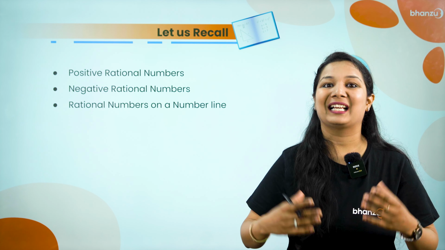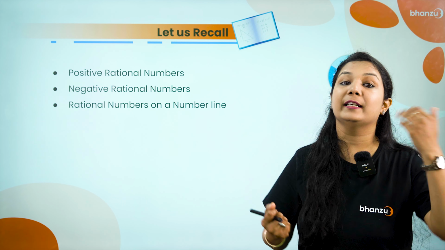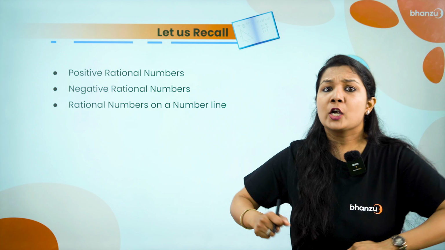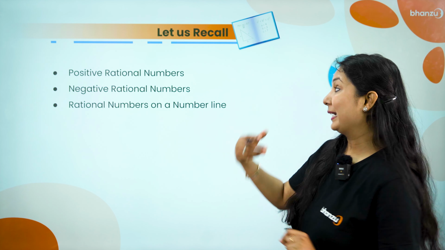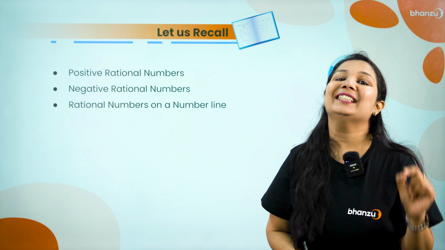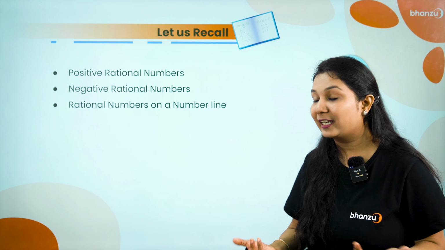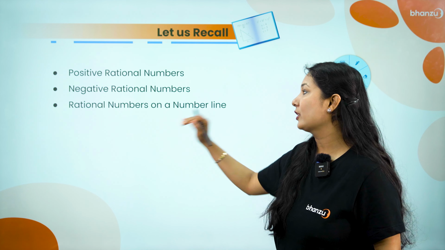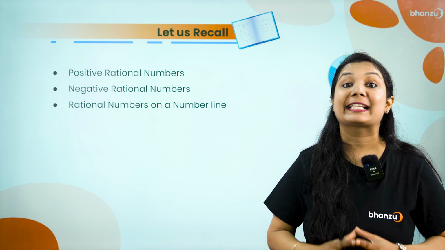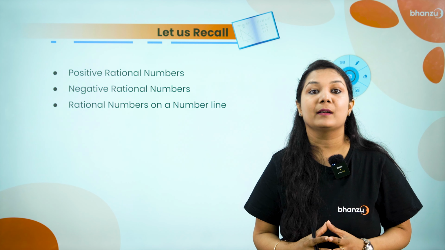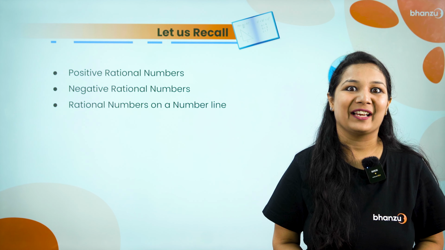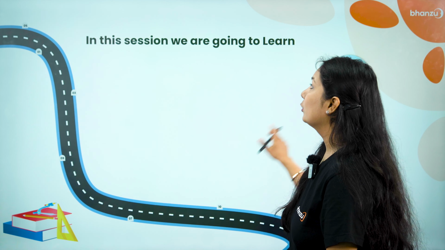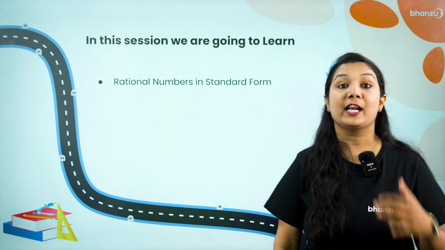Positive rational numbers are the numbers where both the numerator and the denominator should be either positive or negative, both of them. But in negative rational numbers, either one of them should be negative, and for representing rational numbers on a number line, we had discussed few steps, so keep them in mind before you represent a rational number on the number line. Right?